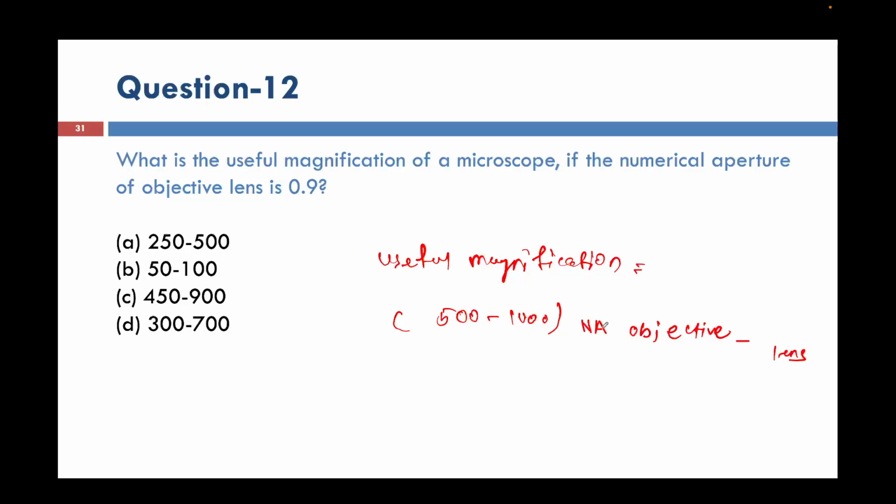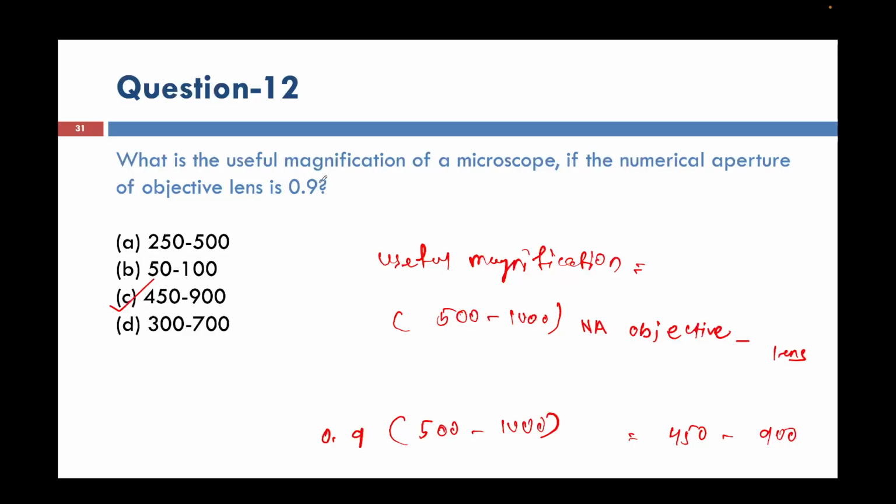The magnification we receive is the total magnification if the eyepiece is not there. If the eyepiece is there, we still have to multiply that thing. But considering that currently the eyepiece is not there, the useful magnification will be 500 to 1000 times the numerical aperture of the objective lens. That means the numerical aperture is 0.9, so 500 into 0.9 is 450, and 1000 into 0.9 is 900. So the option C is correct.